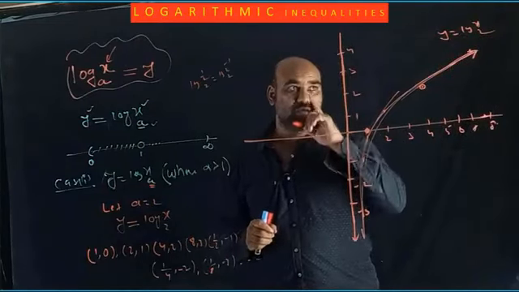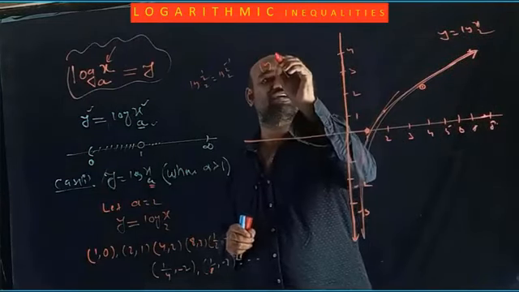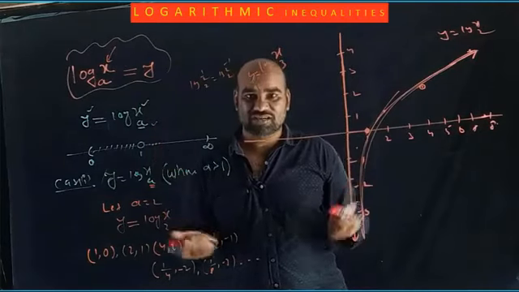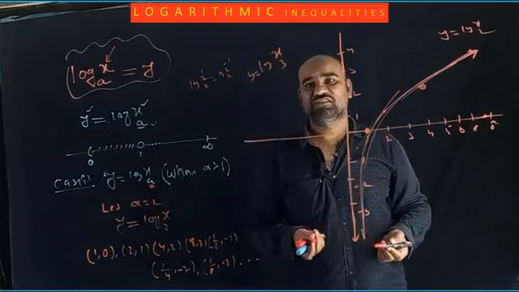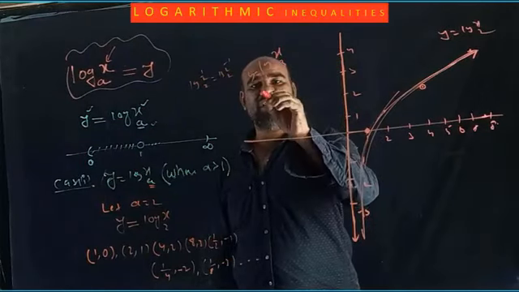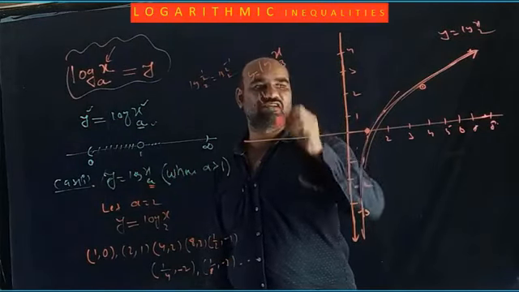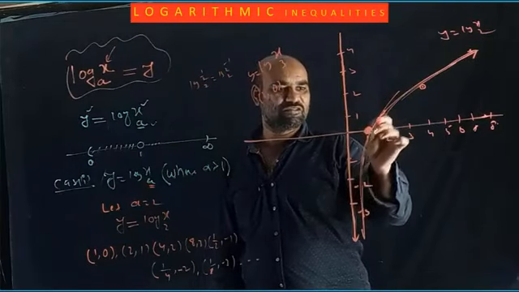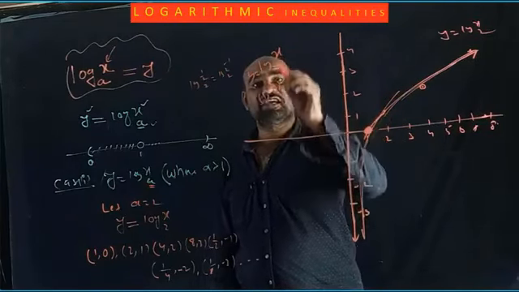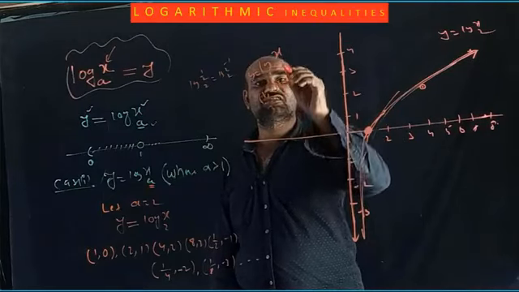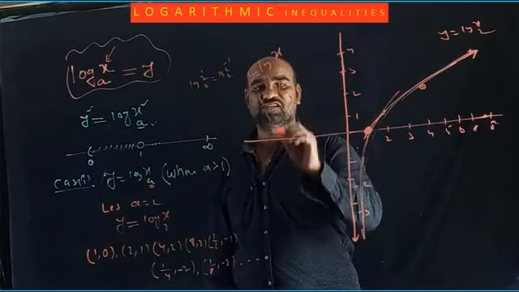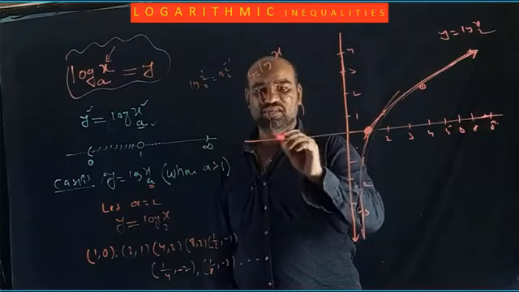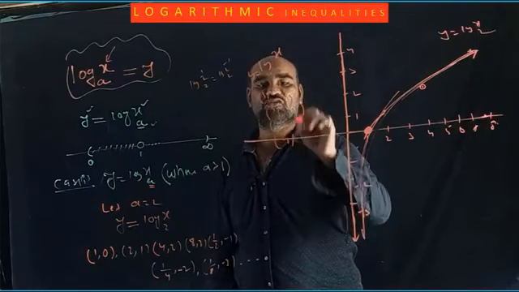Okay, now we want the graph of log x base 3, for example. Actually, I want to generalize the log x base a graph. Log x base 3 means what? X is 1, y is 0. That graph also passes through this point only. X is 3, y is 1. X is 1 by 3, y is minus 1. X is 9, y equal to 2.